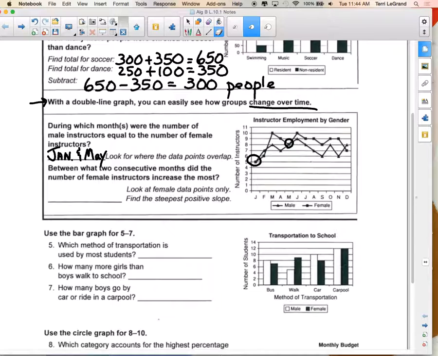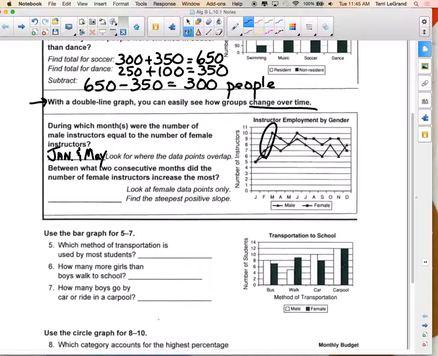Okay. So now that we have decided what consecutive means, and the question is, what did the number of female instructors increase the most? So you make a decision here. From what to what? From 6 to 10. From 6 to 10. I think they said between what 2 consecutive months? Did it say between which 2 numbers? February to March. Everybody agree? So from February to March, that would be this line segment right here.